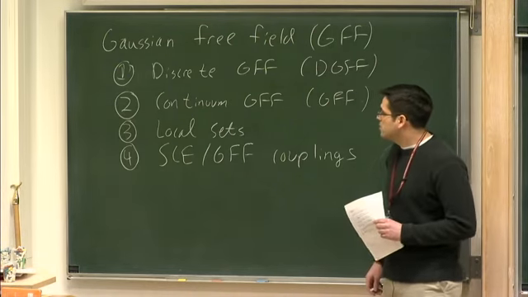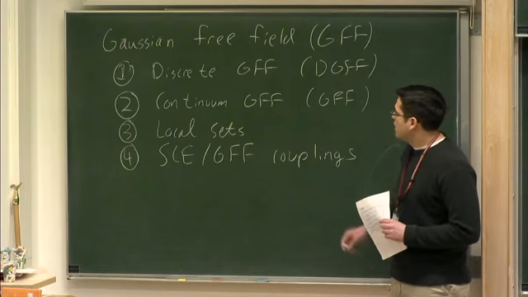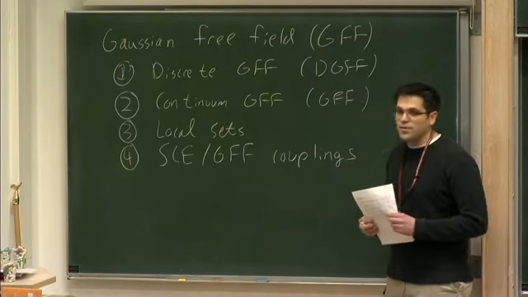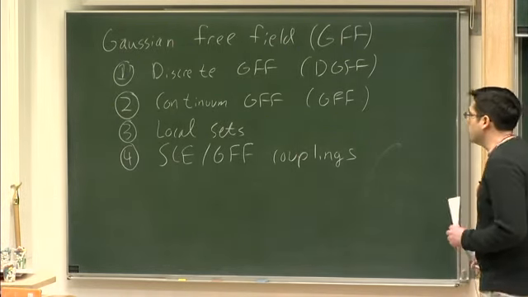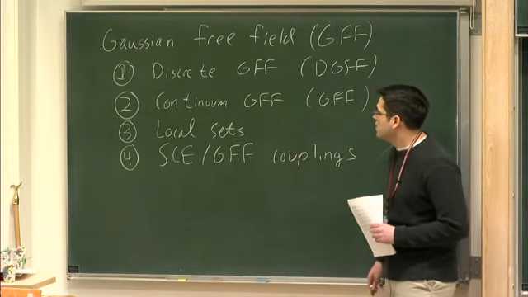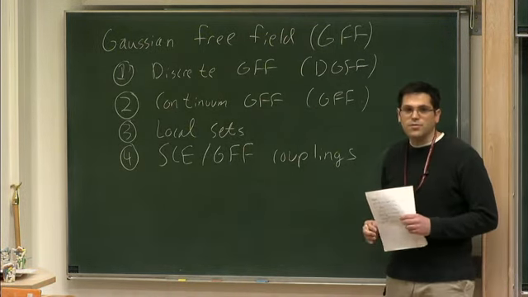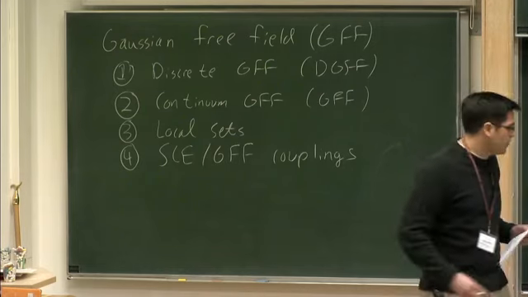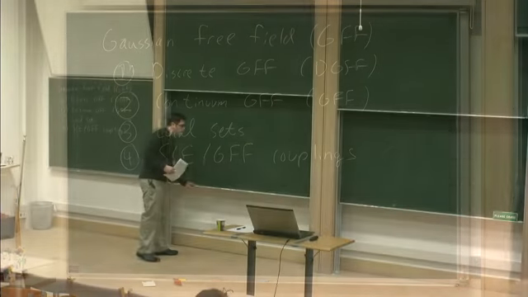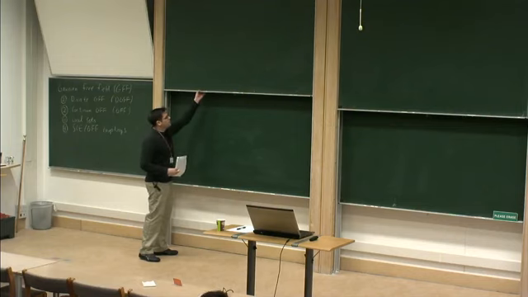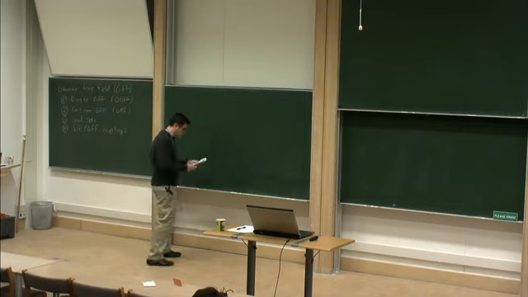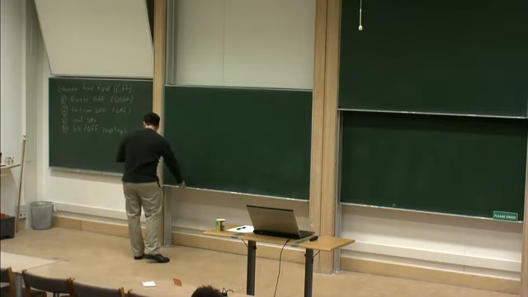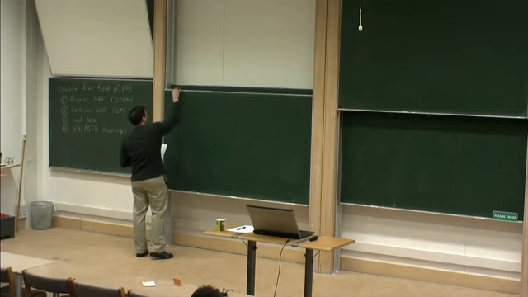And let me just also mention, not to shortchange the discrete Gaussian free field, this is also a very important object in probability because just like the continuum Gaussian free field is connected to many other objects in probability, so is the discrete Gaussian free field. In particular to random walk. And as we'll see, random walk is going to enter into the picture right at the beginning.